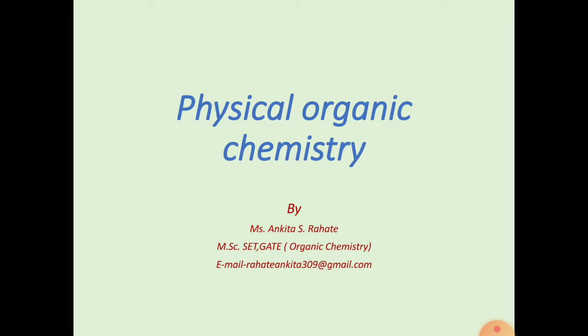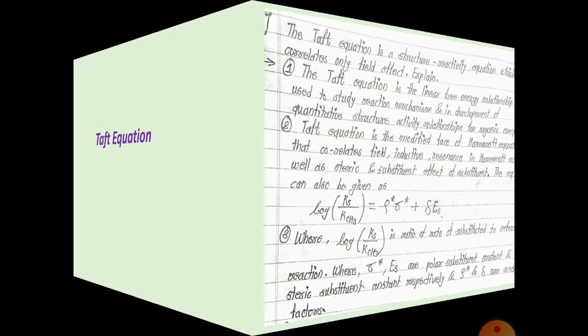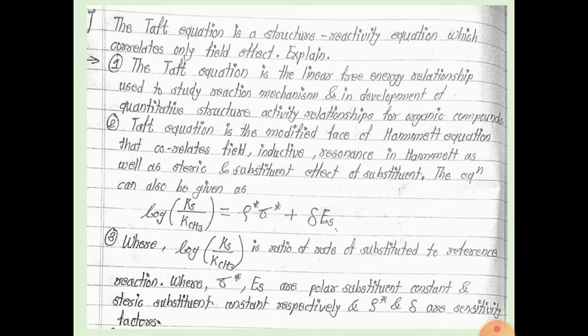Chemistry Part 2, Semester 4, Paper 1, Theoretical Organic Chemistry. In that Unit 1, Physical Organic Chemistry. So the next point is the Taft equation. What is the question on that point?